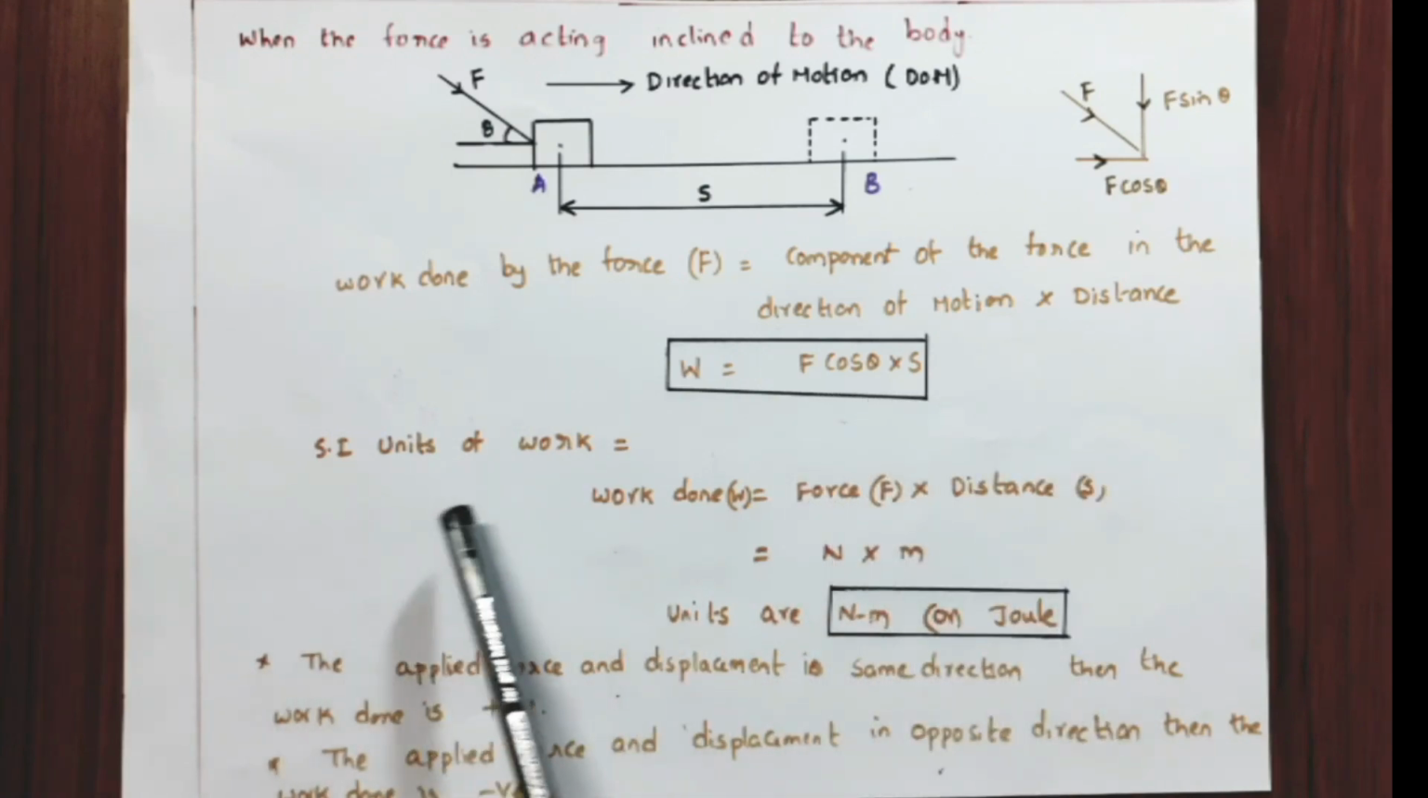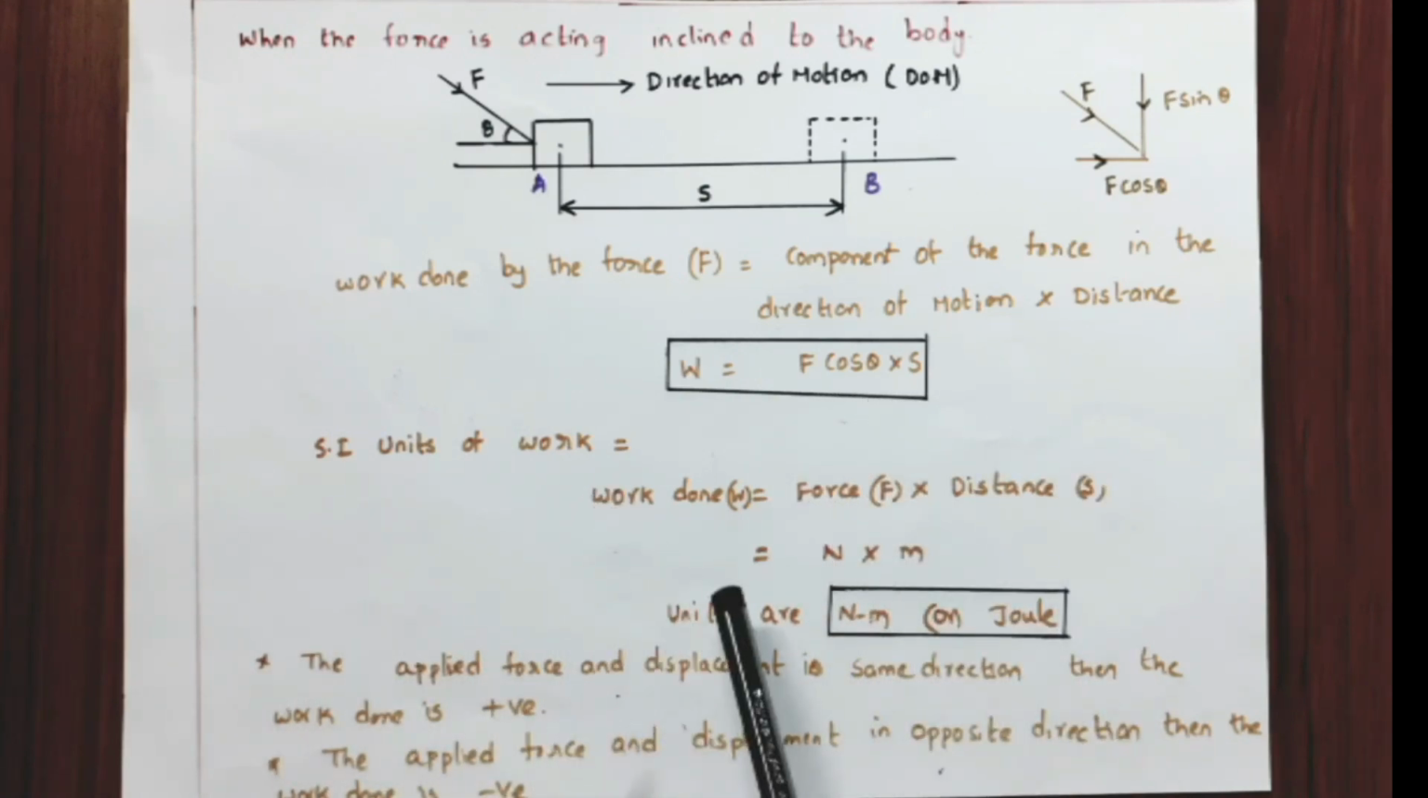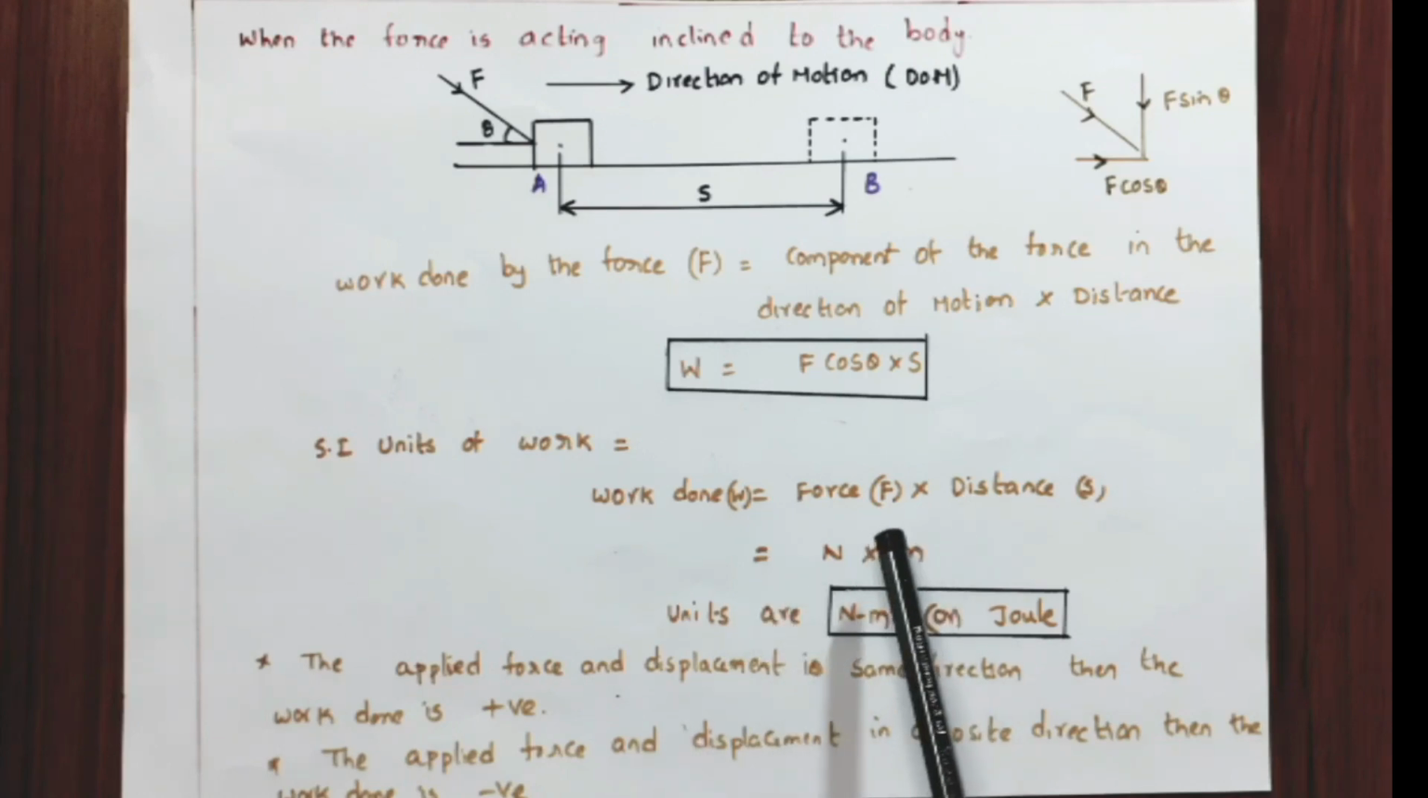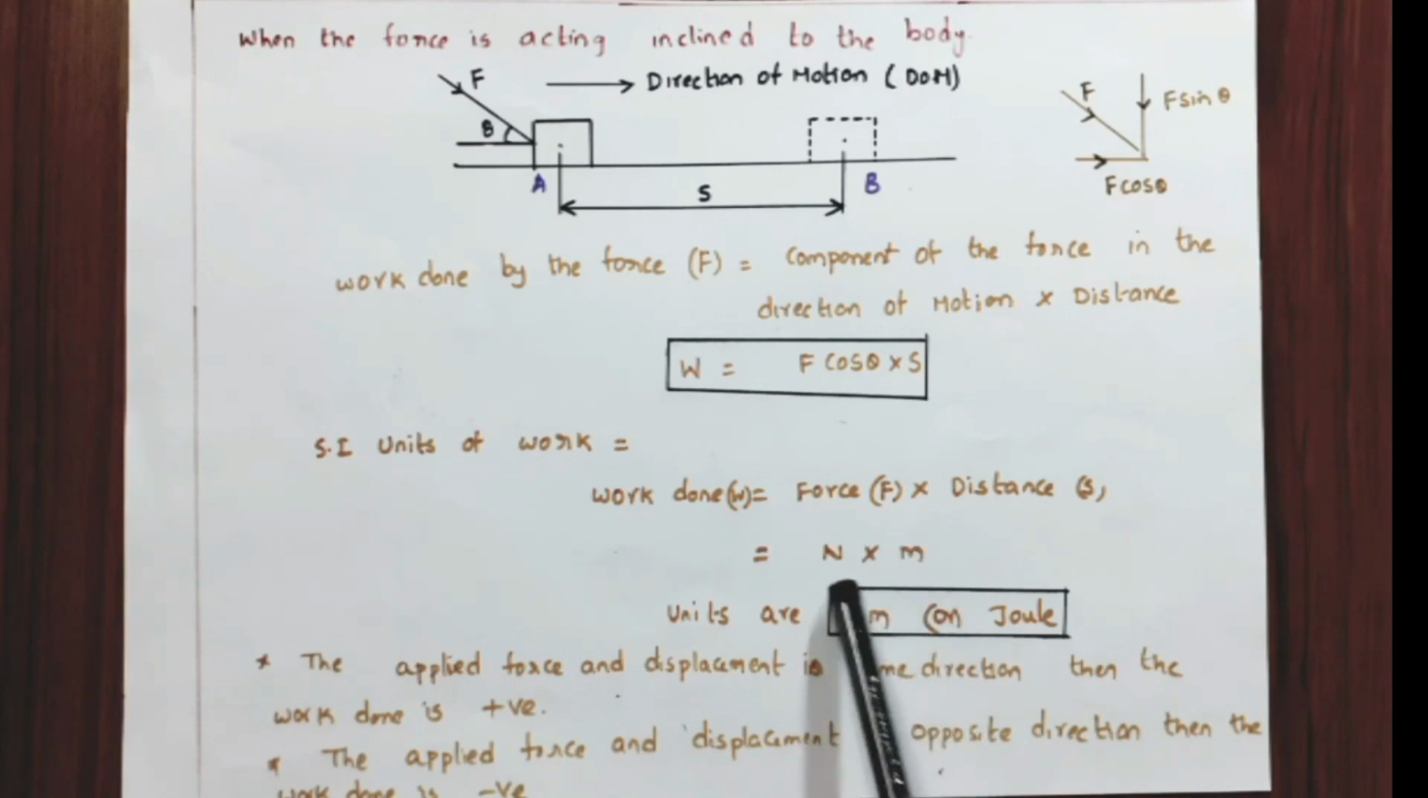Now the SI units of work. Work done W equal to force into distance. What is the unit for force? Newtons. What is the unit for distance? Meters. So the units are Newton meter or joule. If the applied force and displacement are in the same direction, then the work done is positive. If the applied force and displacement are in opposite directions, then the work done is negative. This case we see in springs.